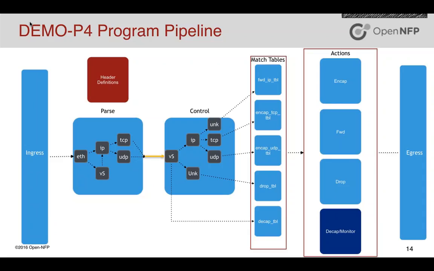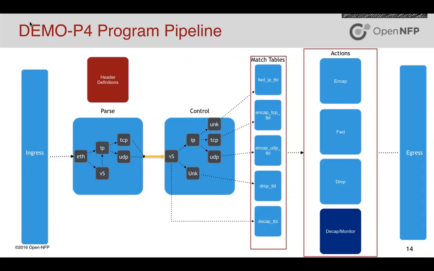All of these tables then feed into a set of actions we have, which are encapsulation, forward, drop, and our de-encapsulation / monitoring action. Now, the reason I have this set up this way and not pointing to particular actions is because different tables use different groups of actions. So you're not using a particular action for a particular table, you're using a particular group of actions, and you're matching on particular features within the packet, and that's then leading you to decide which one of those actions to use. And finally, it moves forward to the egress, and your packet goes on its merry way, hopefully.